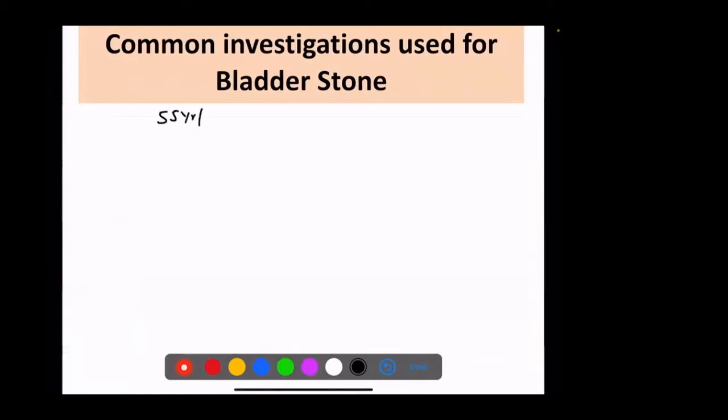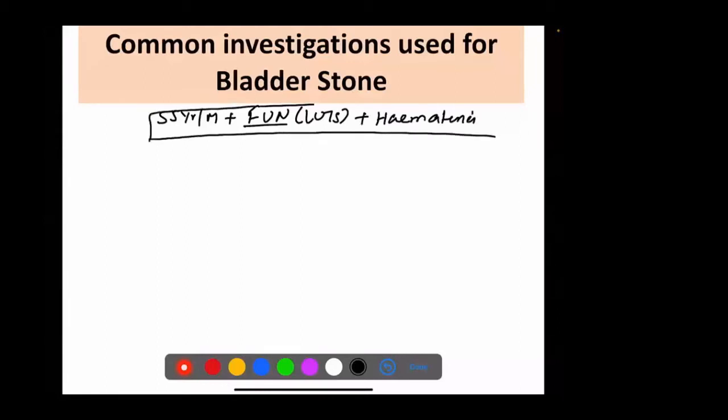Okay. What are the investigations we do for bladder stone? A 55 year old male with frequency, urgency, nocturia, that is LUTS, plus hematuria, painful hematuria. Obviously, you're thinking there could be something in the bladder, especially a bladder stone, associated with the pain. Then we follow the same pattern. We do urine routine and culture. Okay, always do renal function test.